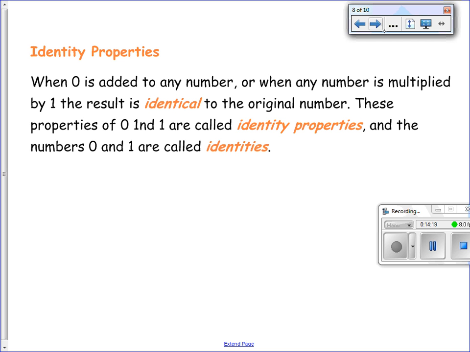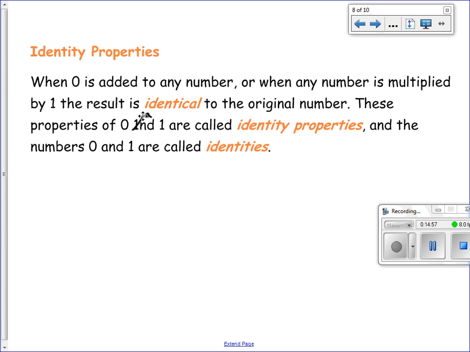So identity properties. Here's another type of property that you've always done in your head, but it has a name. When 0 is added to any number, or when any number is multiplied by 1, the result is identical to the original number. These properties of 0 and 1 are called identity properties, and the numbers 0 and 1 are called identities. Let me read that again for you.